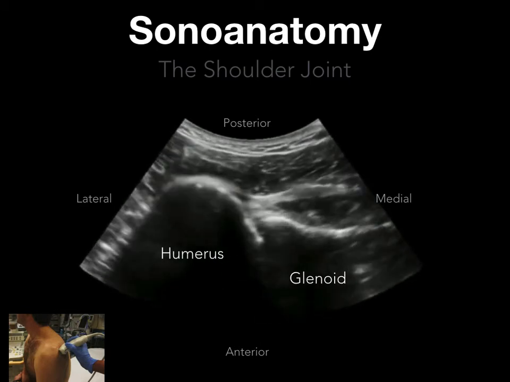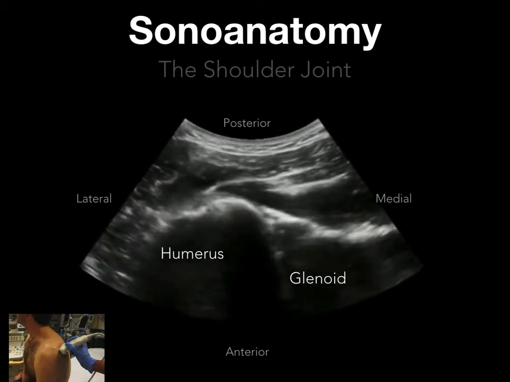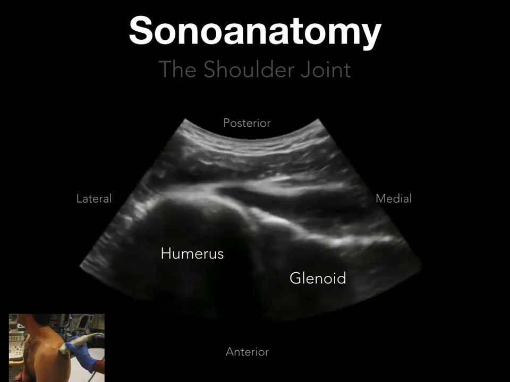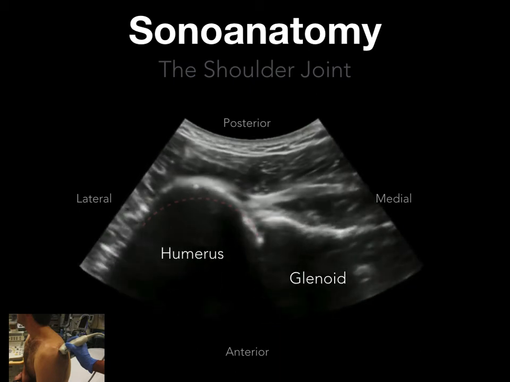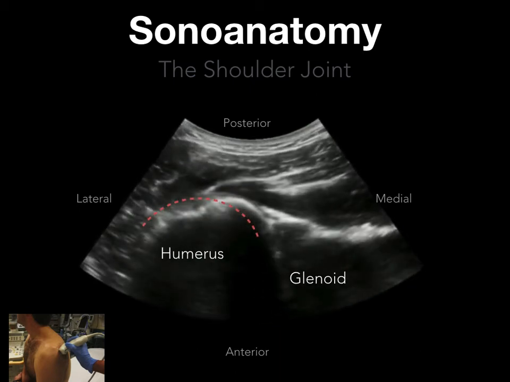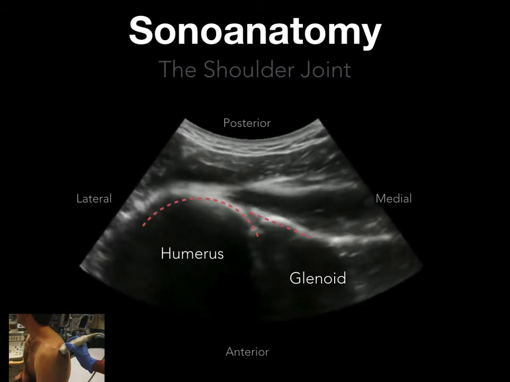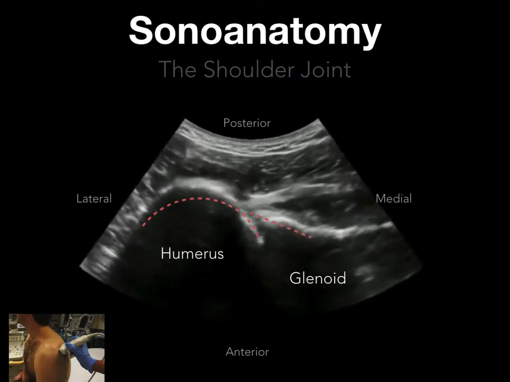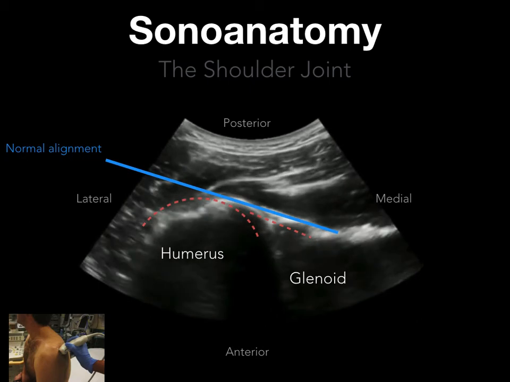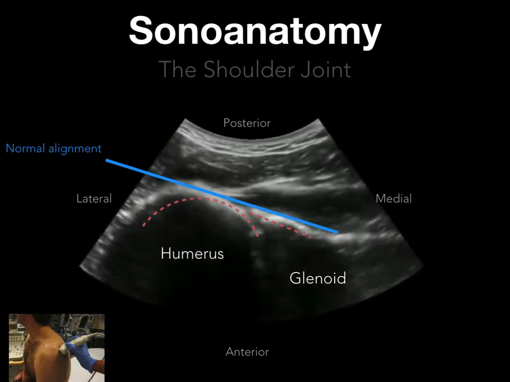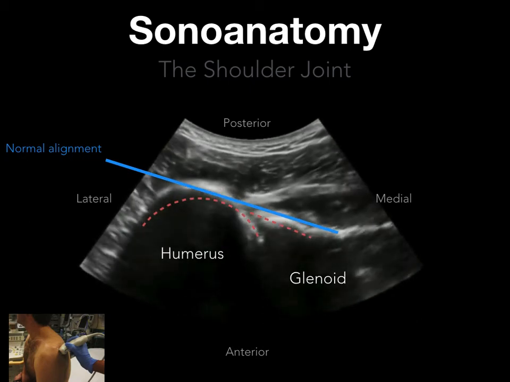Posterior is up, anterior is down. Lateral is to the left of the screen and medial is to the right. What you'll also notice is the round humeral head and the straight glenoid articulate in a normal alignment. Here we can draw a straight line across and see that they both lie along this line.